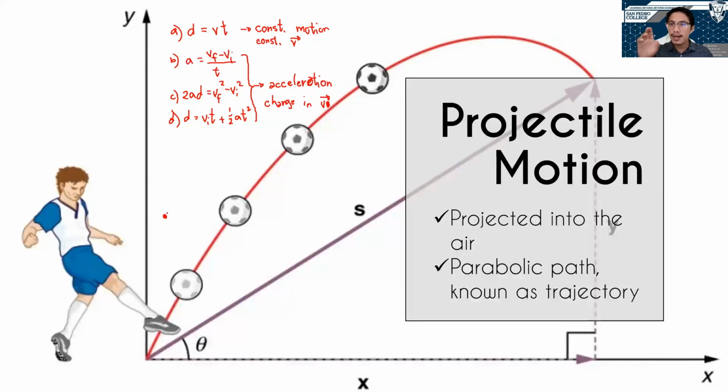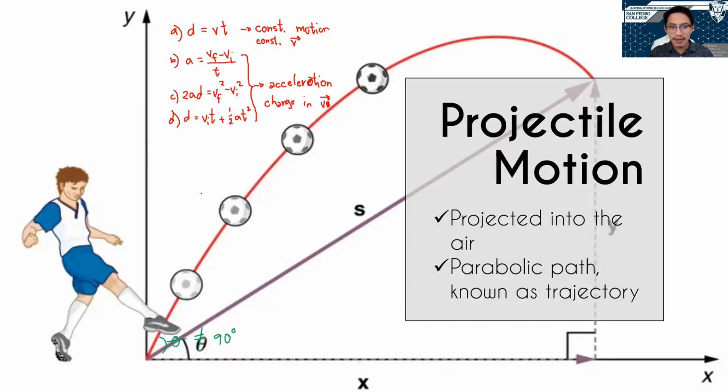So again, last time, our discussion talks about free fall motion. It is a type of motion in which our object is thrown vertically upwards or vertically downwards. Now, what if instead of being thrown vertically upwards or vertically downwards, our object is being projected into the air at an angle? It is projected into the air at a particular angle theta, in which theta is not equal to 90 degrees.